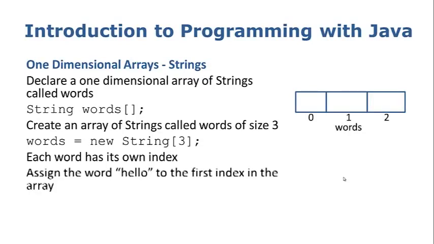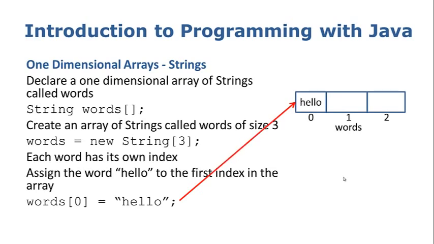Okay? And now let's assign the word hello to the first index in the array. So we need to put the string hello into the first index in this particular array. Again, it's going to be the name of the array, which is words, the index we want it to go into, which is 0, equals, and then our string. In this instance, our string has quotation marks, whereas in the previous example, we were working with integers, so we didn't have any quotation marks. So hello goes in quotation marks, and that pops hello inside index 0 of the words array.